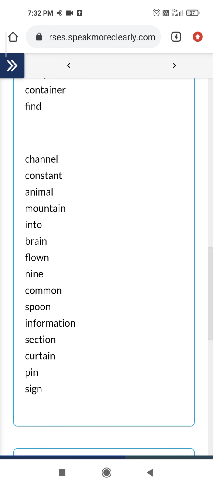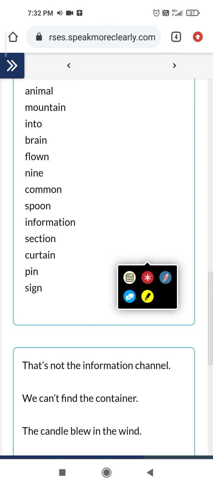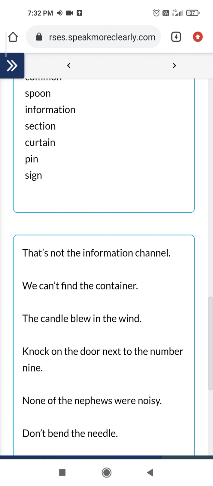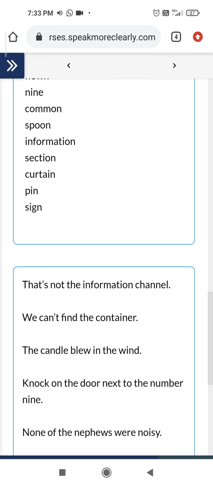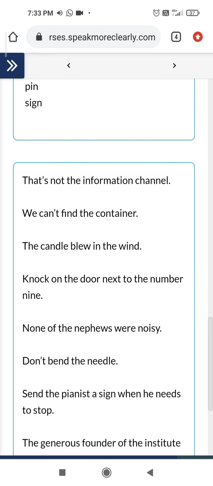container, find, channel, constant, animal, mountain, into, brain, flown, nine, common, spoon, information, section, curtain, pin, sign.